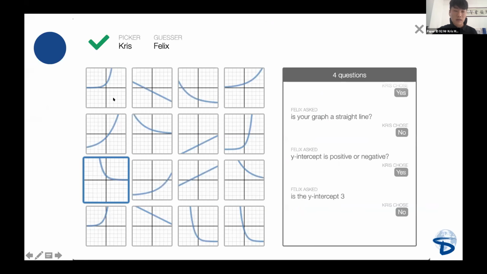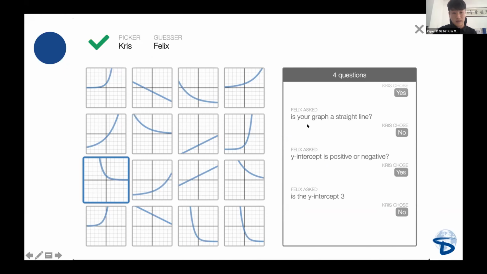This is actually an online game. Students are divided into groups of two. One student is the picker and the other is the guesser. The game is very simple. We show different types of graphs, the picker randomly chooses one graph, and the guesser asks questions. However, the picker can only answer yes or no.